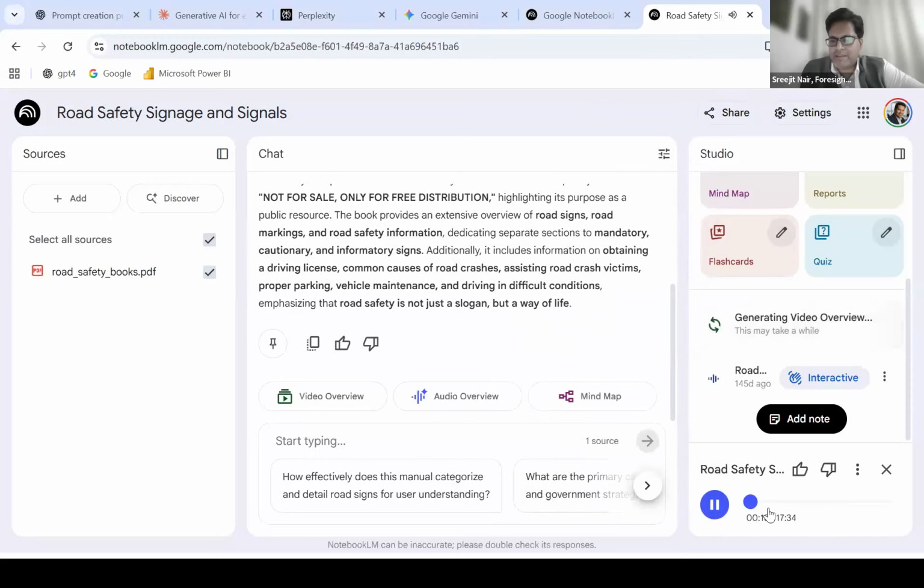And look, this isn't just about following the rules. It's really about a critical system for life itself. Our guide for this deep dive, it's a fascinating source. The book on road safety signage is.